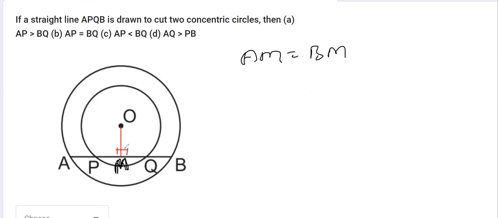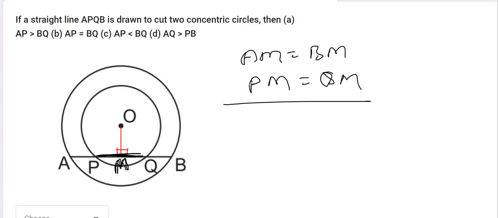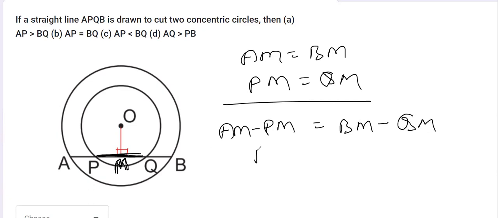Now consider the inner circle here. In the inner circle, PQ is a chord. So using the same property, I can say that PM is equal to QM. And if you subtract these two, that is AM minus PM is equal to BM minus QM. So clearly the difference is coming as AP on one side and BQ on the other. So we can see that AP is equal to BQ is the correct option for this.